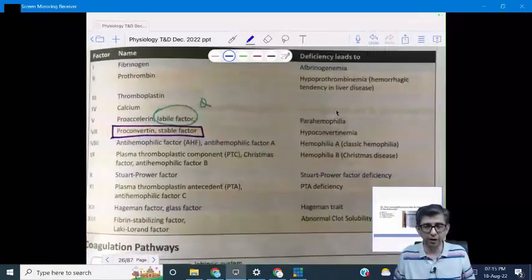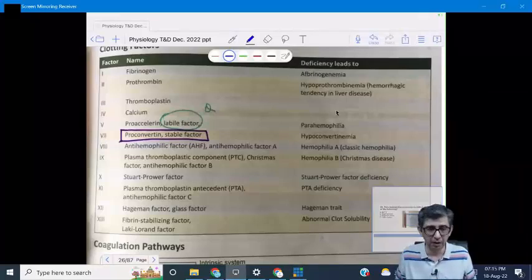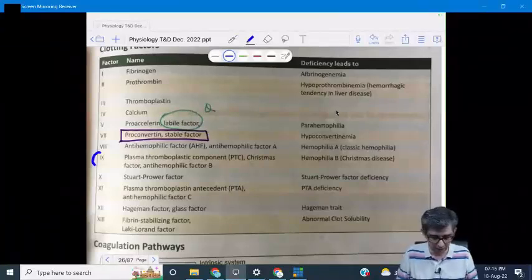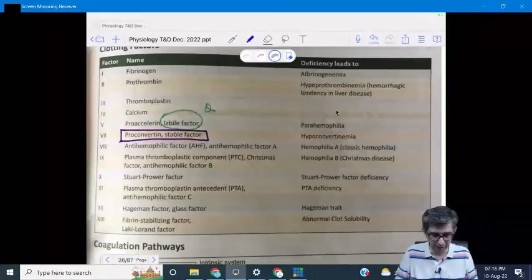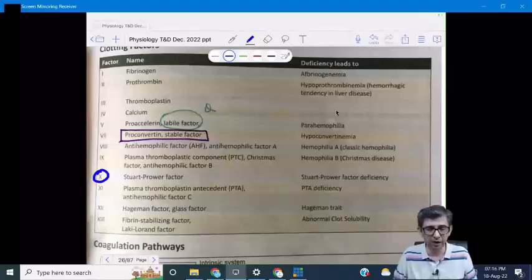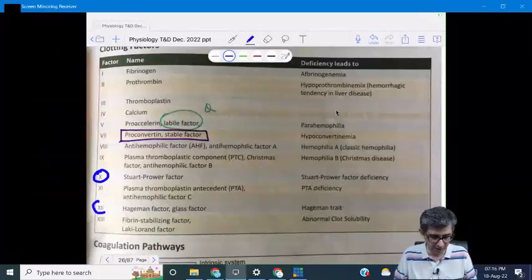Ideally, you have to memorize all these names. But then there are some which have very particular names, like labile factor, or like you have to read regarding Stewart-Prower. Stewart-Prower would be factor 10, which was one of the options for this particular question. Similarly, factor 12 is called Hageman factor. Similarly, factor 13 is called Laki-Lorand factor. So a bit of cramming has to be done for this topic.